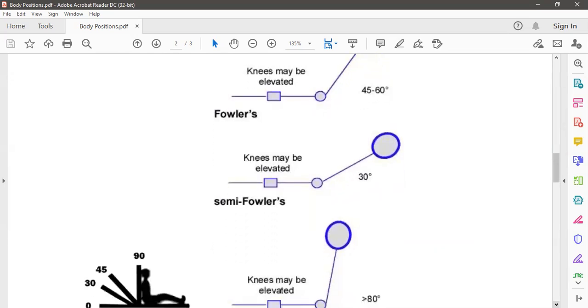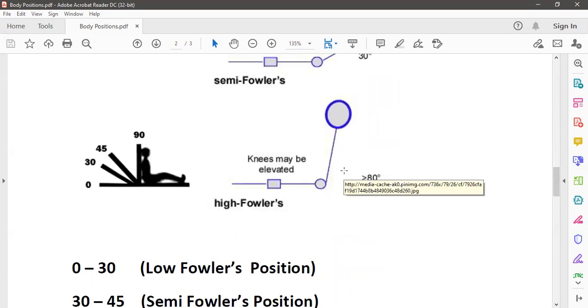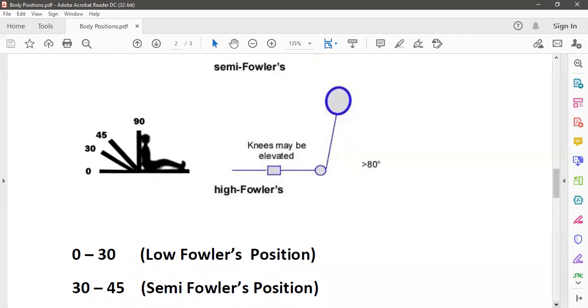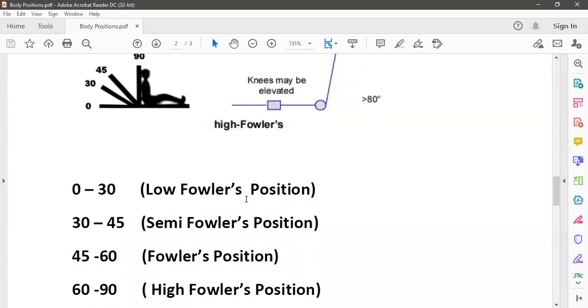And picture number 3 here shows an angle more than 80 degrees, or more than 60 degrees, called high Fowler posture. You see, 0 to 30, 30 to 40, 40 to 90. So it depends. According to this picture, low Fowler posture is 0 to 30, semi-Fowler posture is 30 to 40, and some books write 40 to 60 is semi-Fowler. So Fowler posture is 45 to 60 and high Fowler is 60 to 90. Some books say high Fowler is above 60, right?